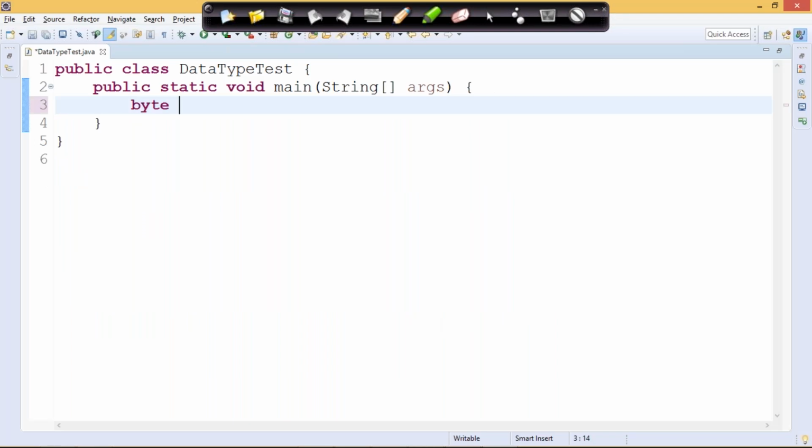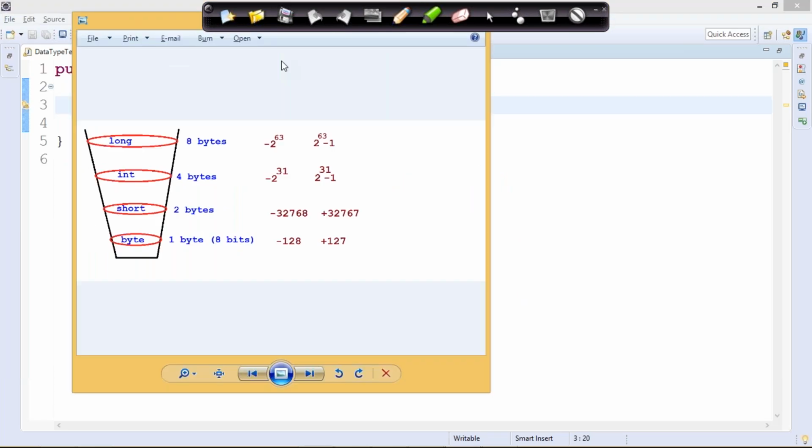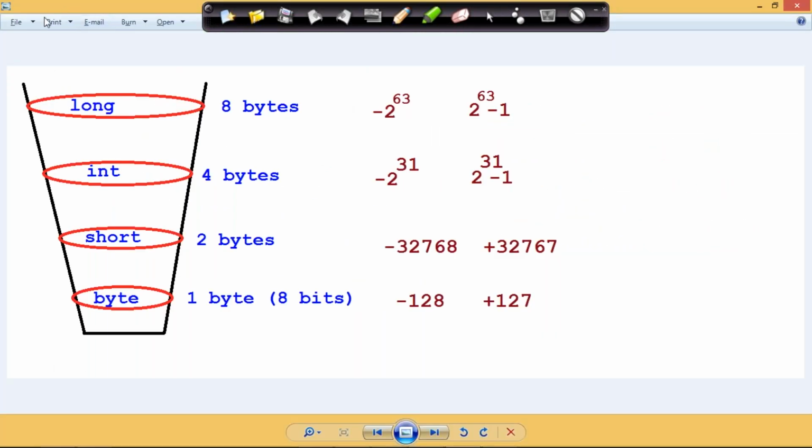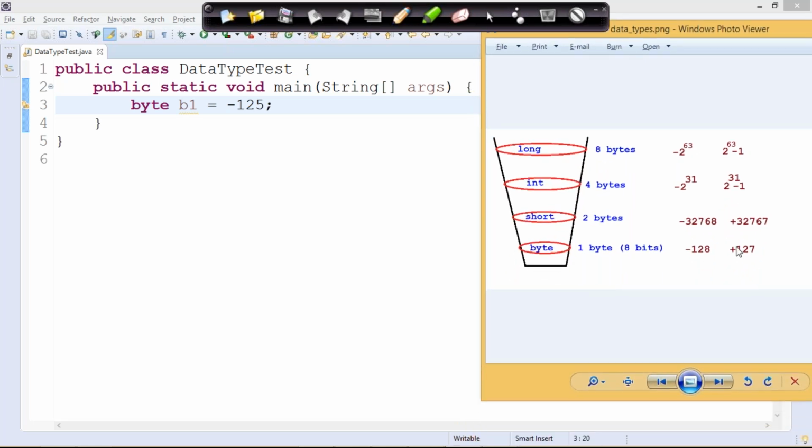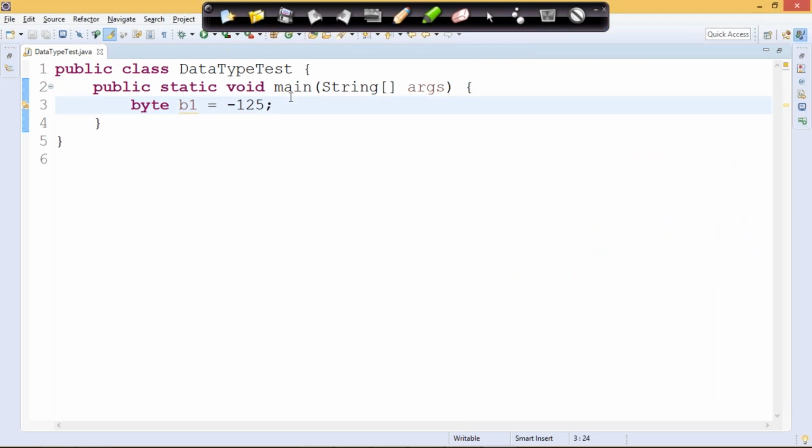When I say byte b1 equal to 120, it works. This is nothing but +120, right? In the same way, if I mention it as 125, it works. -125, still it works because these are all in the range of this data type. Observe the range now. The range of byte is -128 to +127. So obviously it's working, so no errors here.